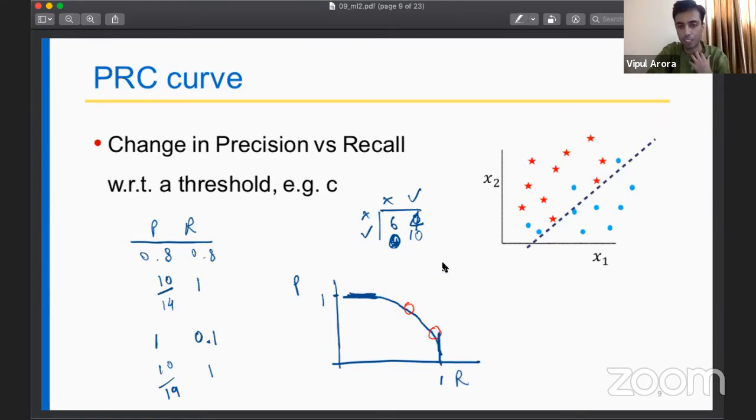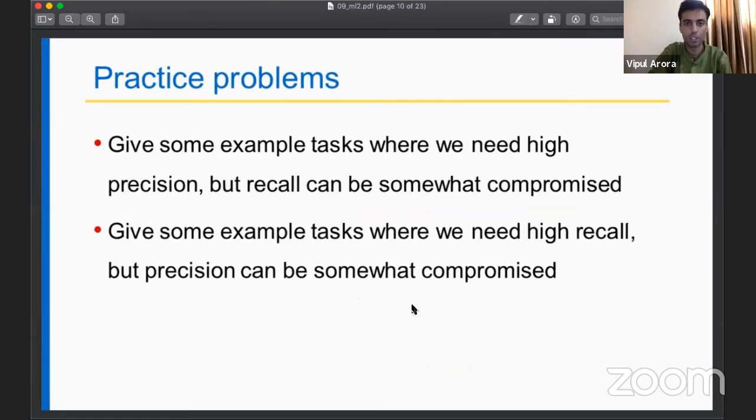What I want is a good trade-off, depending on my application, of course. Okay, this is a good problem. Give some practical examples where you need high precision by compromising recall, and give some examples where you need high recall but low precision. I gave one example of fraud detection, just like we discussed. Which case is that? Fraud detection.